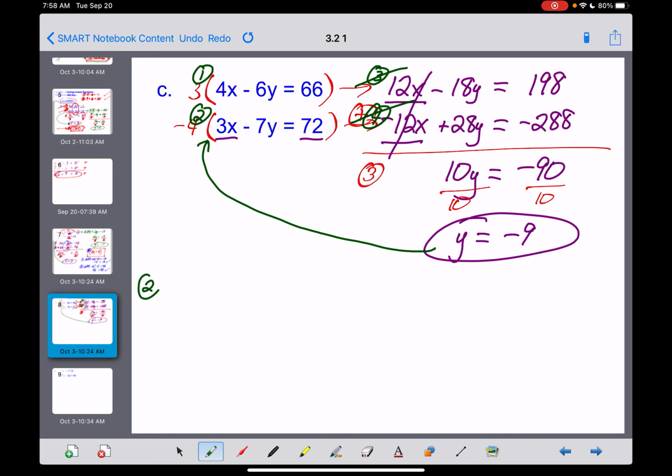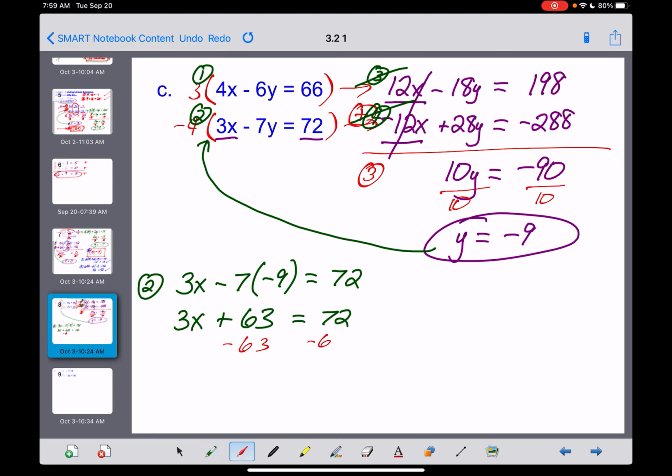So rewriting equation 2, this is going to be 3, I don't know what x is yet, minus 7 times a y value of negative 9, and that should equal 72. It's a one-variable equation, so let's solve that for x. We're going to get 3x. A negative times a negative is a positive 63. That equals 72. So we'll subtract the 63 from each side here. Okay, those are gone. And we're going to get 3x is equal to 9. We'll divide both sides here by 3, and we'll get x is equal to 3. And that looks like our x value.